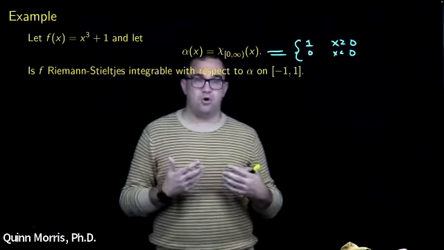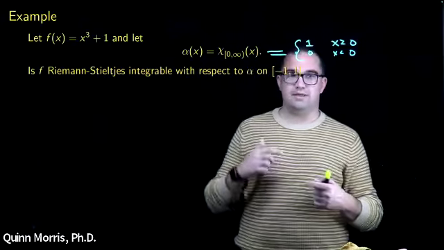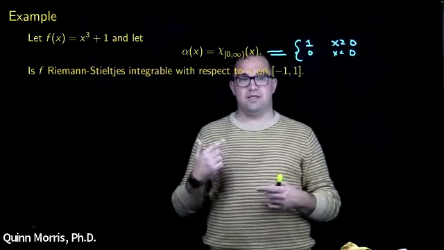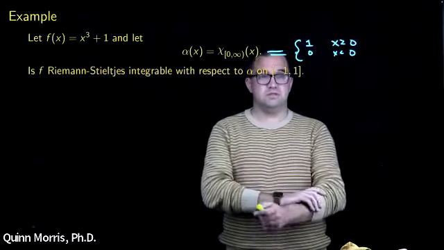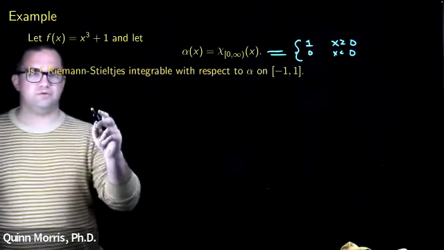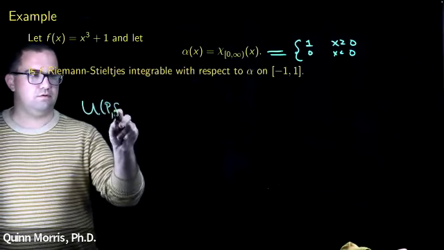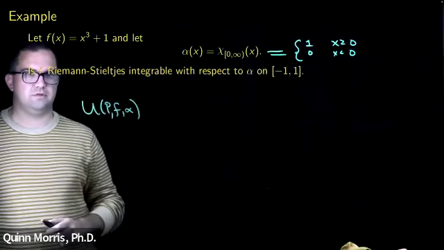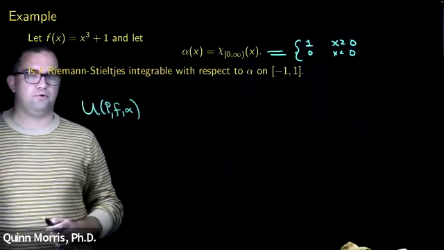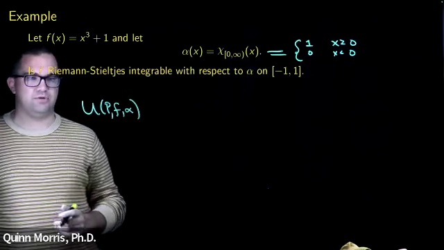Okay, so if we want to know whether the function f is Riemann-Stieltjes integrable with respect to alpha, then we've got to calculate the upper Riemann-Stieltjes integral and the lower Riemann-Stieltjes integral. In order to do that, we've got to calculate some upper and lower Darboux-Stieltjes sums. So let's start there. What I want to think about first is what does one of these sums look like? If I have some partition P, what does the upper Darboux-Stieltjes sum of f with respect to alpha look like over that partition P?